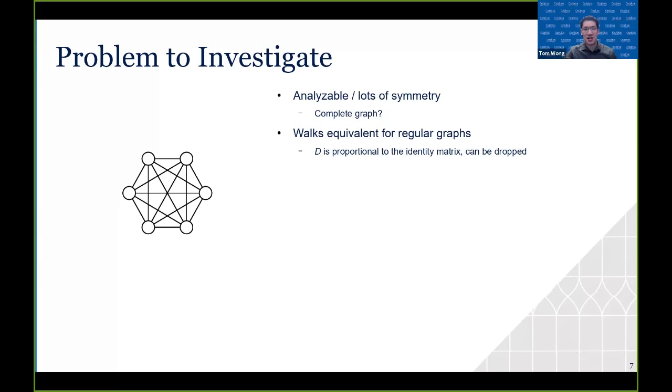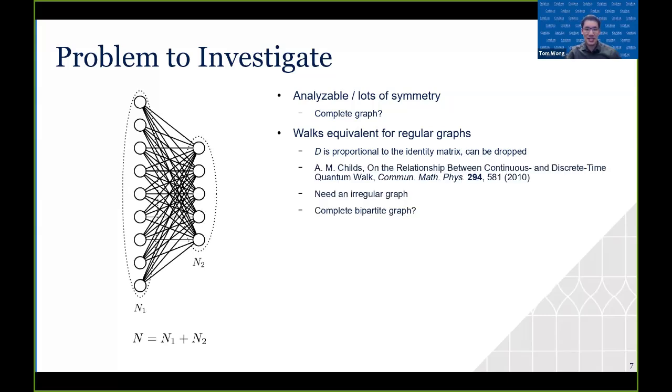So we want a graph that's not regular. It needs to be irregular and still be analyzable, with lots of symmetry. A reasonable one is the complete bipartite graph. Here is a complete bipartite graph. We're going to take N1 and N2 to be the number of vertices in each partite set. And we might ask, how does a quantum walk behave on this?